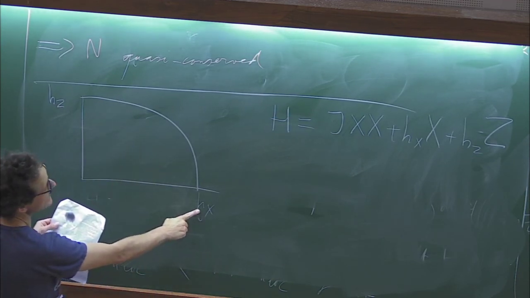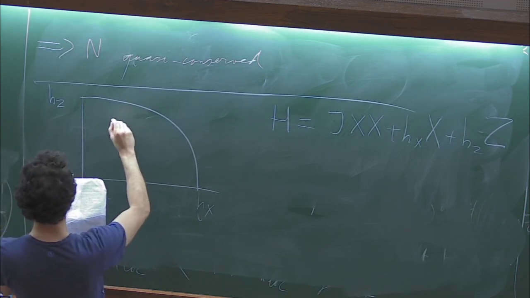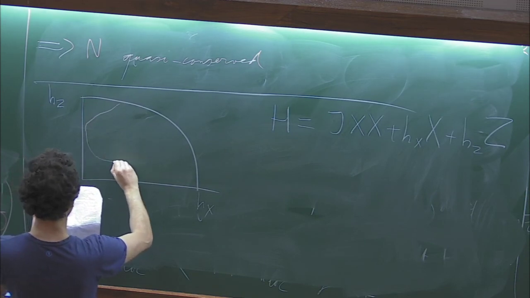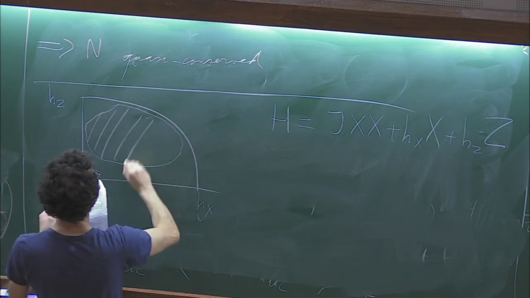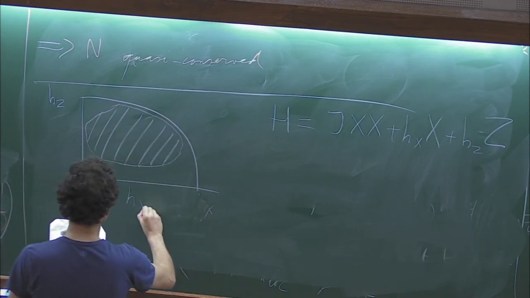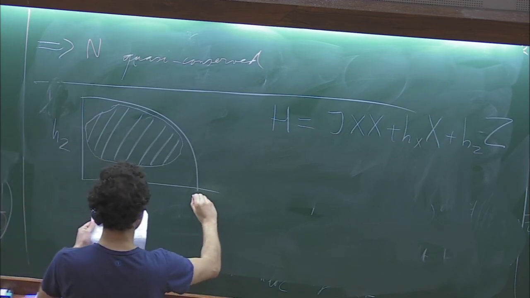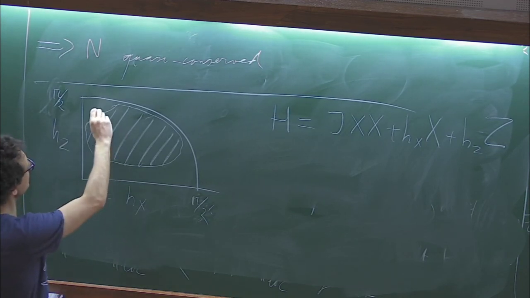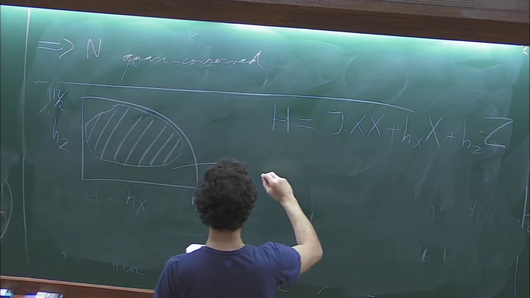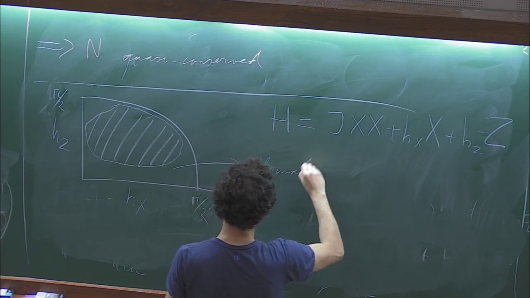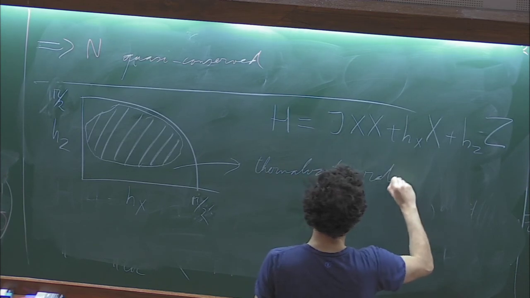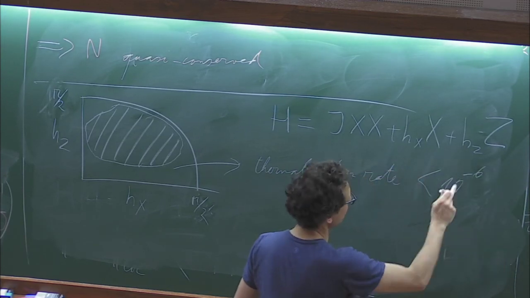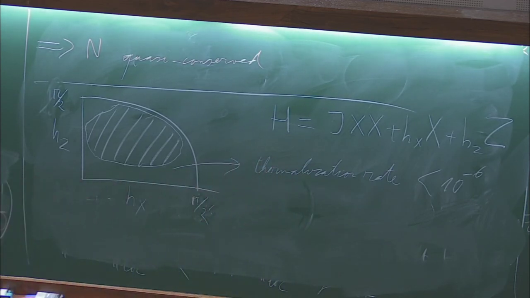So if you make a phase diagram in terms of HX and HZ, then you see the following picture. These are, of course, the variables on these axes. And these special points are pi over 2. And the region which is not colored is the region where the thermalization rate is smaller than 10 to the minus 6, one in a million, numerically. Okay, you would have to argue what you mean by thermalization rate, but that's what Prosen finds in this numerics.